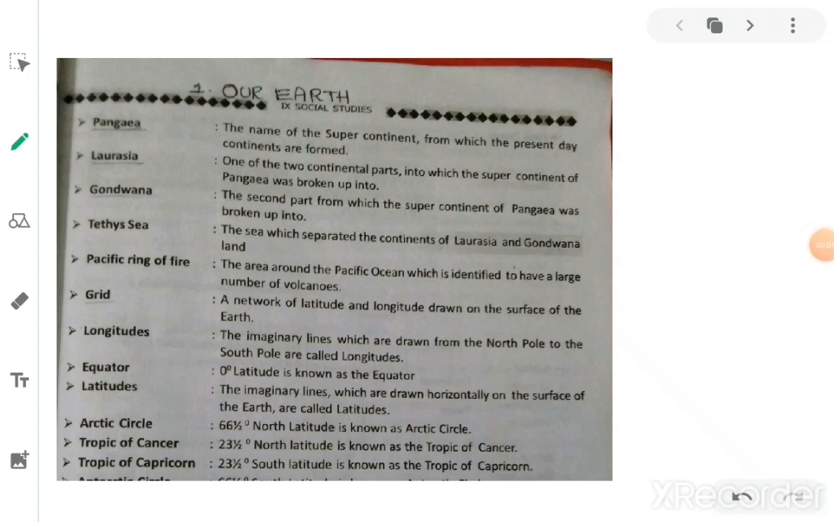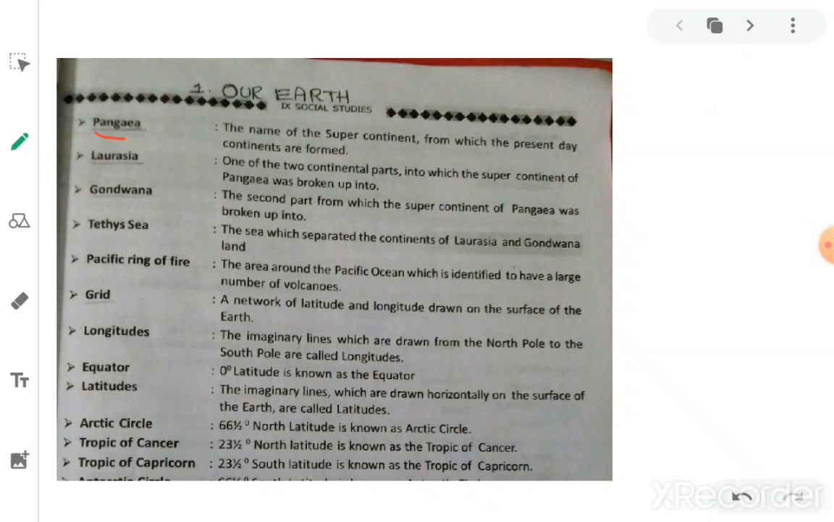Good morning, children. Today we are going to learn about our first lesson, our Earth. This lesson is very interesting, which tells us about how the Earth was formed, how the movement of Earth is happening, and how the Earth was divided into different sectors and different divisions we can know in this lesson. First we'll see the key points.